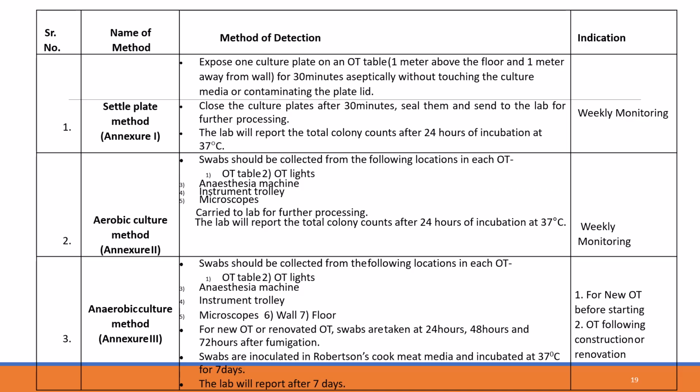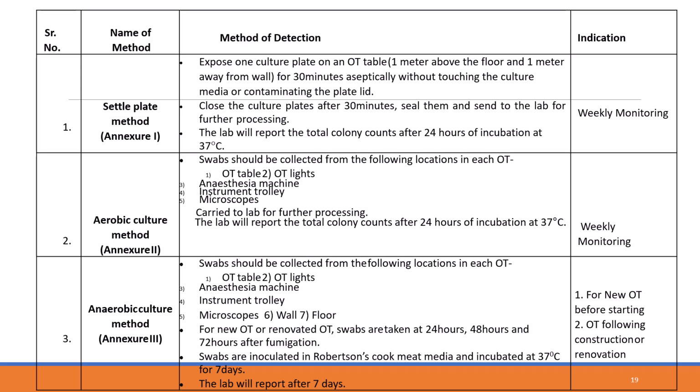Now, the settle plate method of detection is to expose one culture plate on an OT table, 1 meter above the floor and 1 meter away from the wall, for 30 minutes, aseptically, without touching the culture media or contaminating the plate lid. Now close the culture plates after 30 minutes, seal them and send to the lab for further processing. The lab will report the total colony count after 24 hours of incubation at 37 degrees.